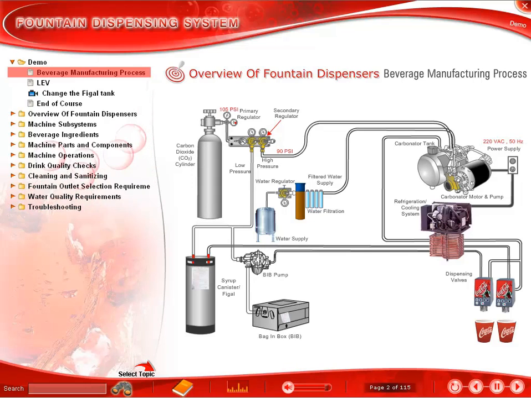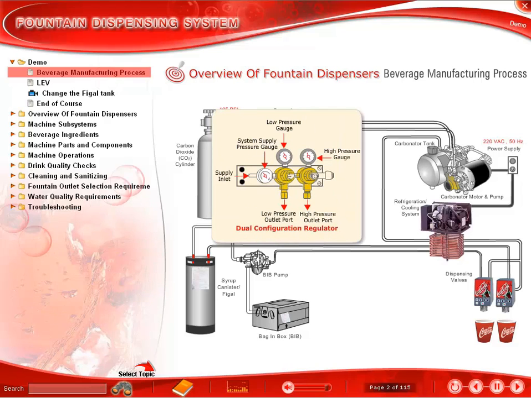Regulators are used to reduce and control the flow of CO2 pressure in a post-mix system. Primary regulator regulates the CO2 tank pressure to maintain a constant 90 psi for the production of carbonated water. Secondary regulator regulates the CO2 or air pressure used to push the syrups to the dispensing valves. The Coca-Cola company uses a dual configuration regulator for most applications.